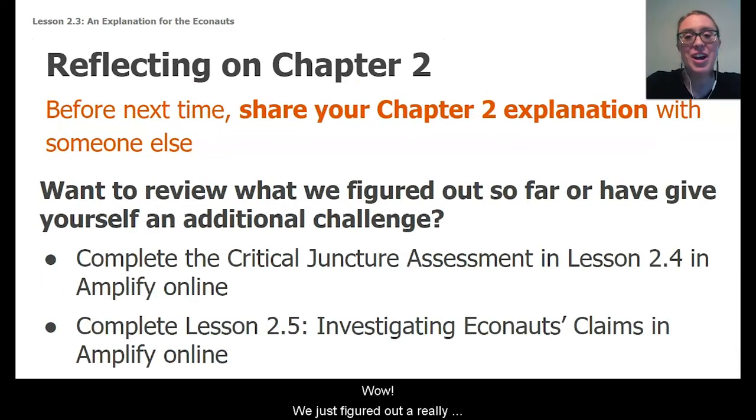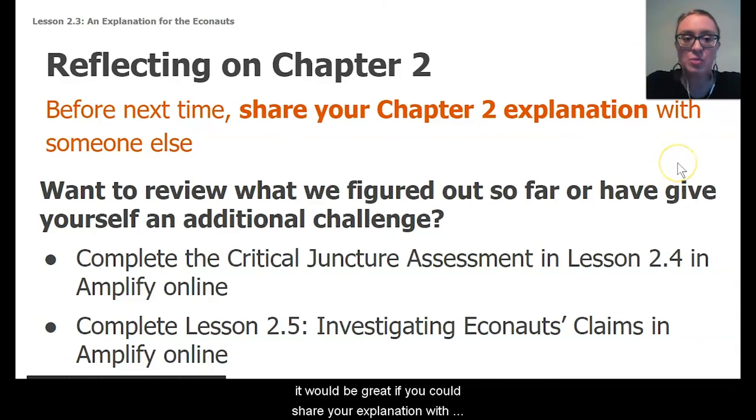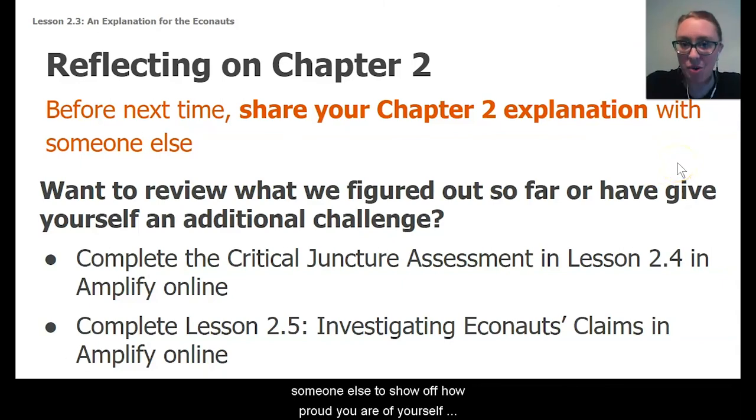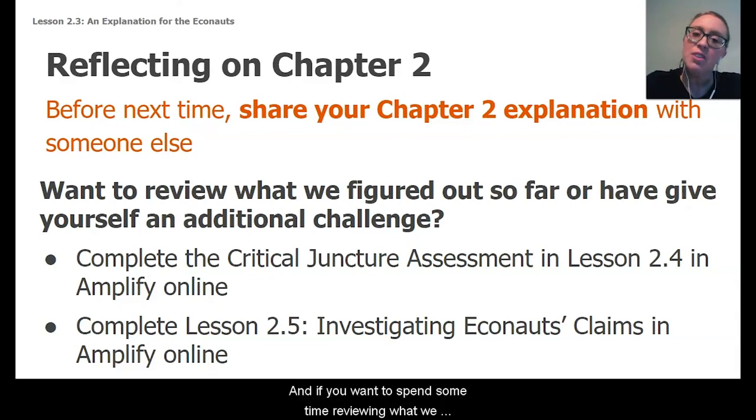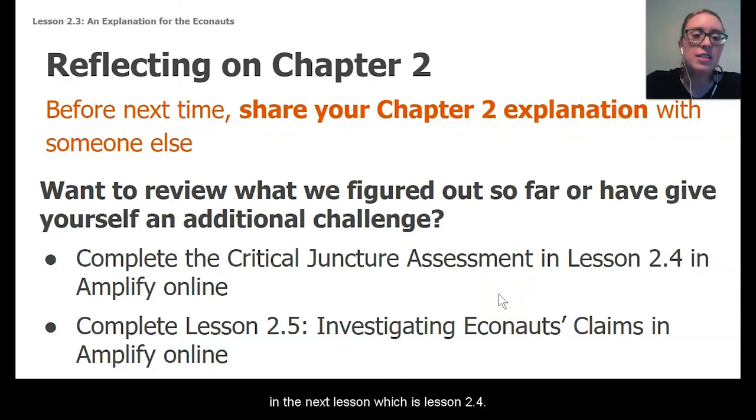Wow, we just figured out a really huge piece of our puzzle about why our biodome didn't work for our econauts and how they can make it better next time. So as we reflect on chapter 2, it would be great if you could share your explanation with someone else to show off how proud you are of yourself for figuring out all of these really intricate connections between the components of our ecosystem. And if you want to spend some time reviewing what we figured out so far, or you'd like to give yourself an additional challenge, and you have access to Amplify Online, go ahead and complete the critical juncture assessment in the next lesson, which is lesson 2.4.